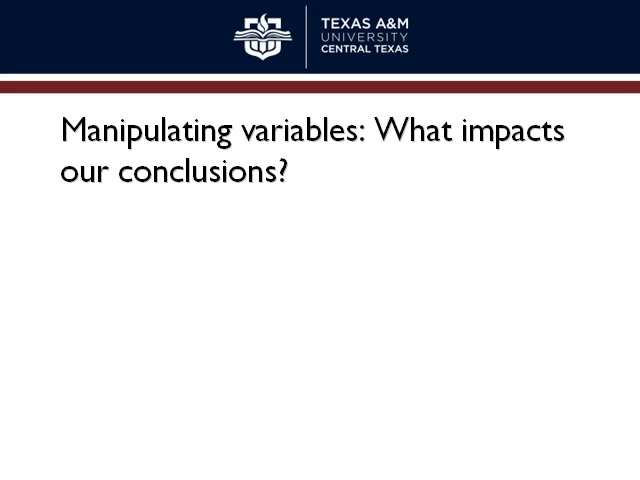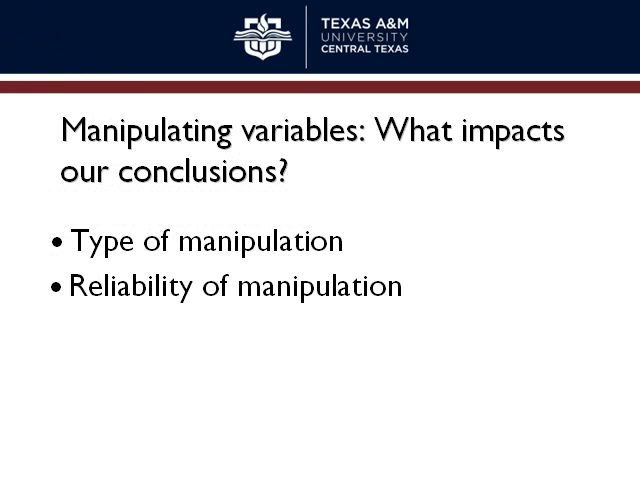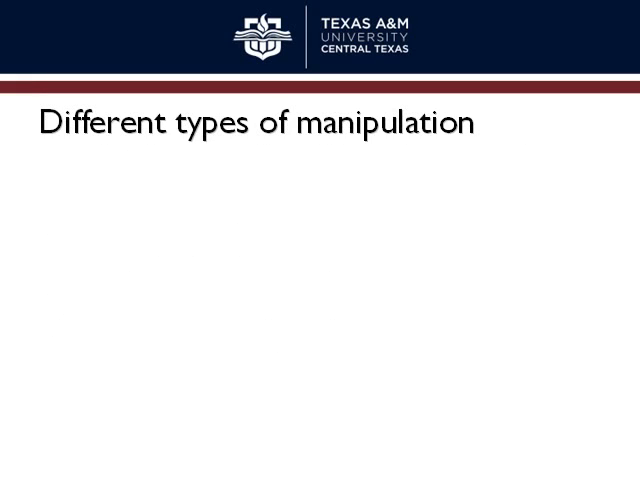In terms of manipulating these independent variables, what kinds of things impact the conclusions we can draw? Well, the type of manipulation you choose, the reliability of that manipulation, and of course the validity of that manipulation. So, what are the different ways you can manipulate an independent variable? You can break it down into two large types. The first is instructional manipulation, which is the most common.